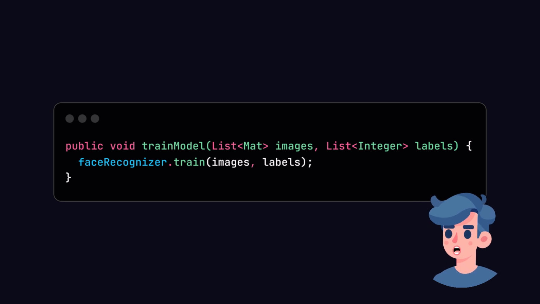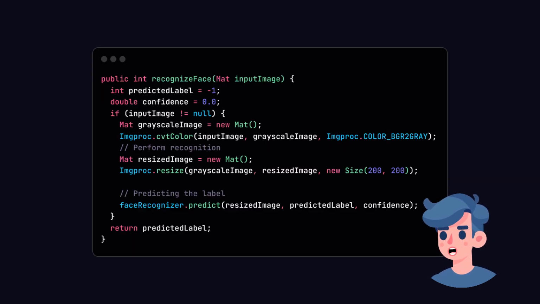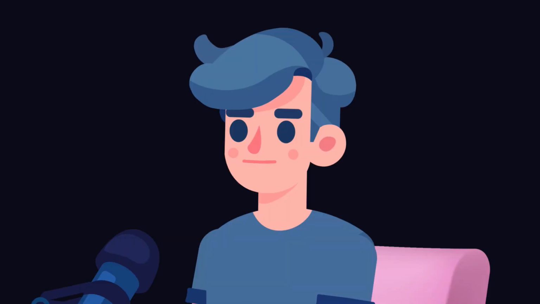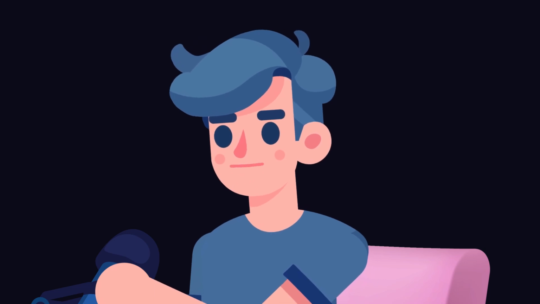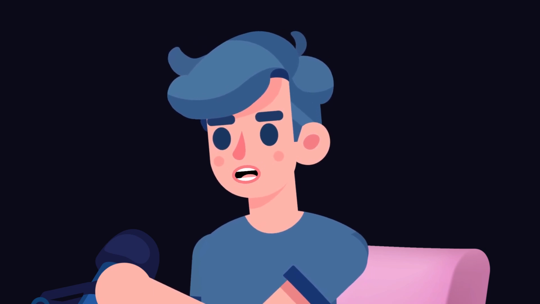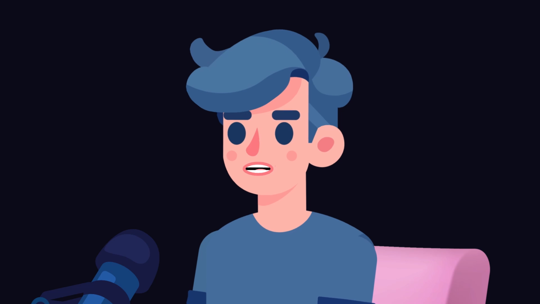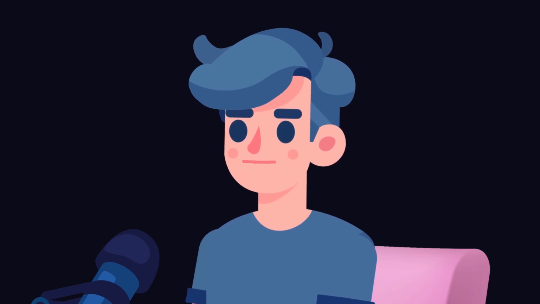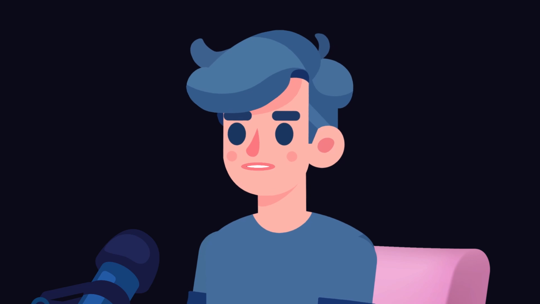Now, let's move on to creating a method for training this model. The trainModel method takes a list of images and their corresponding labels, which in our case would represent unique adopters. We'll use this to train our facial recognition model later. Now, let's create a method for recognizing faces. The recognizeFace method converts an input image to grayscale and resizes it to the dimensions expected by our model before making a prediction.